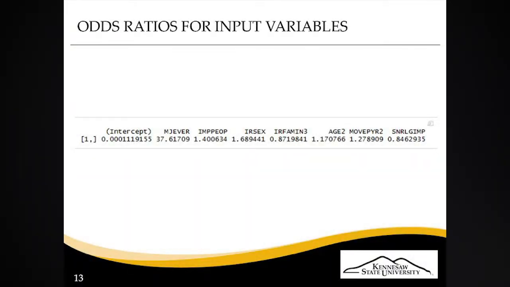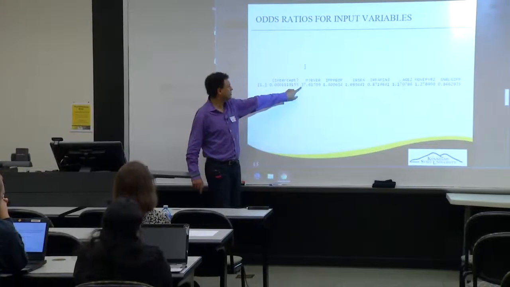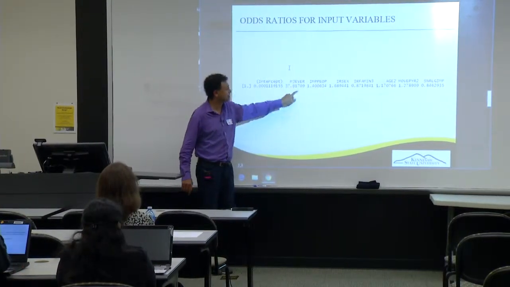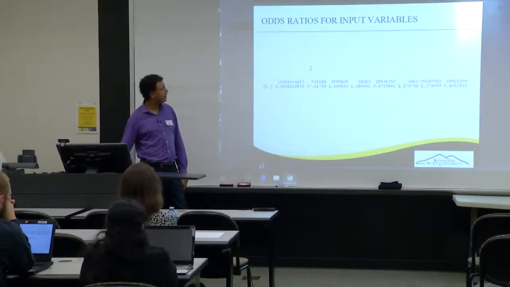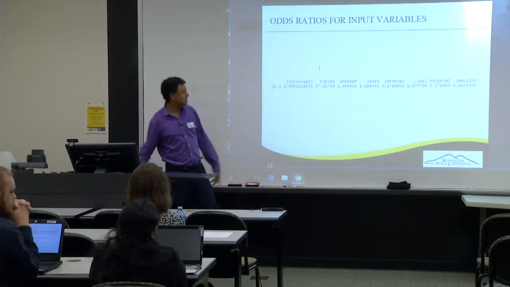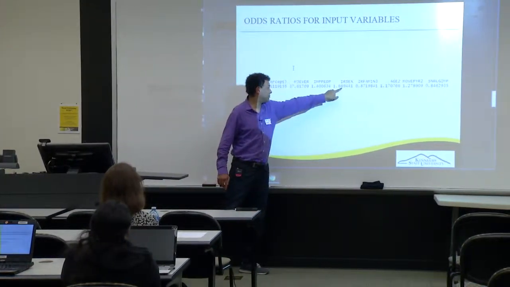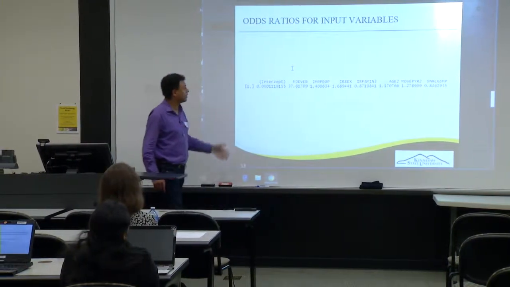I just did a calculation on all the coefficients to get these odds ratios. This would tell you that a person who has used marijuana is 37 times more likely to try heroin. Males are 1.68 times more likely.